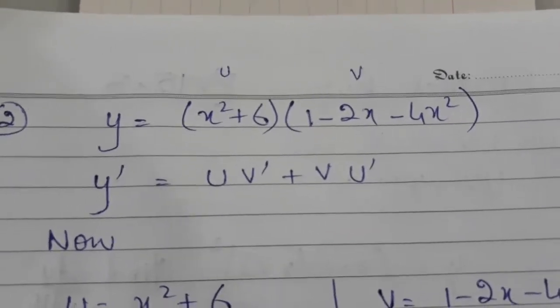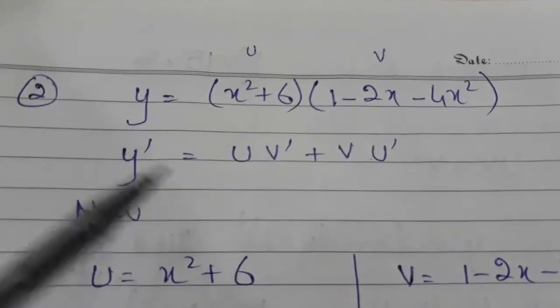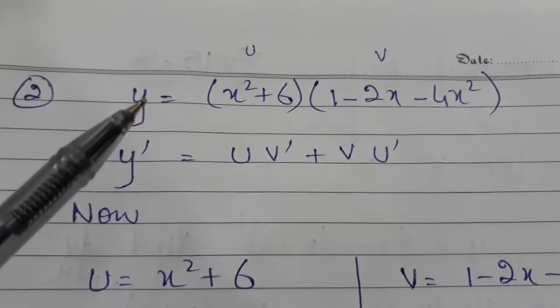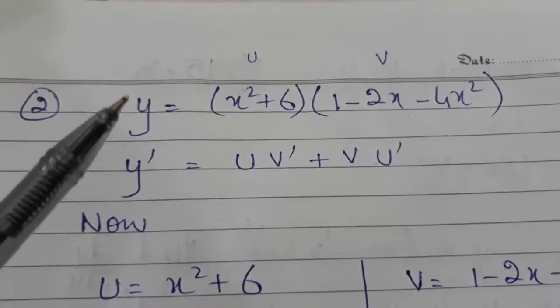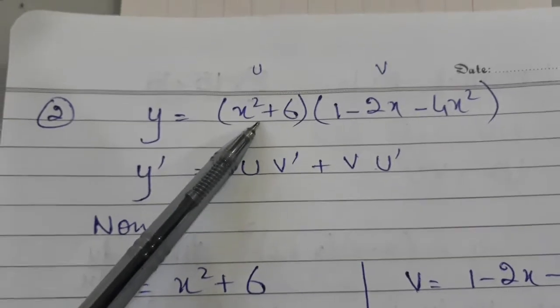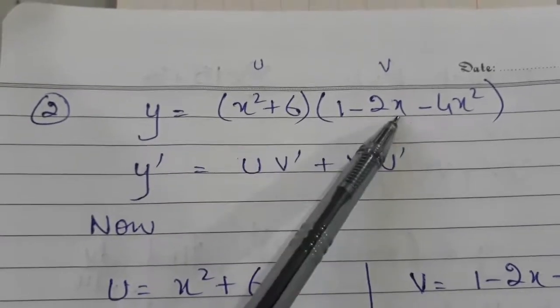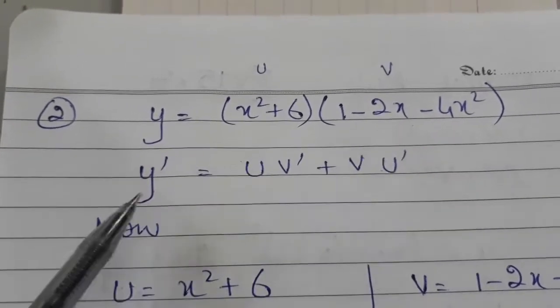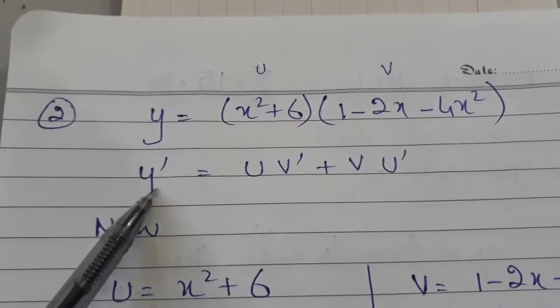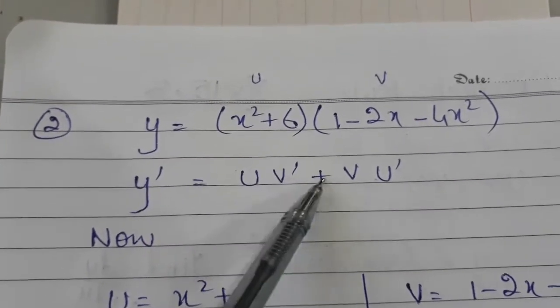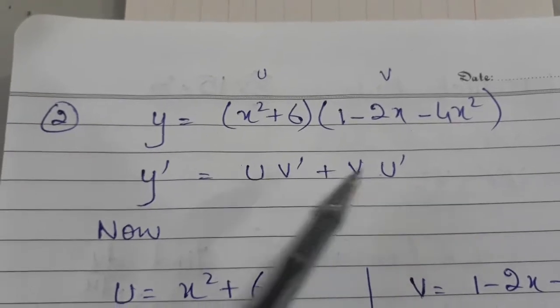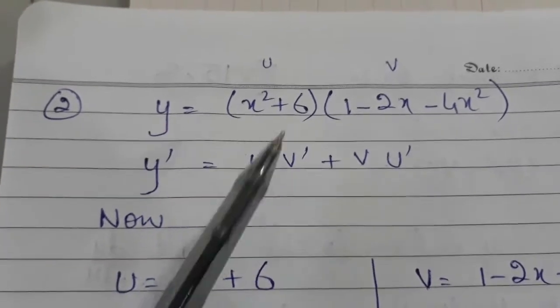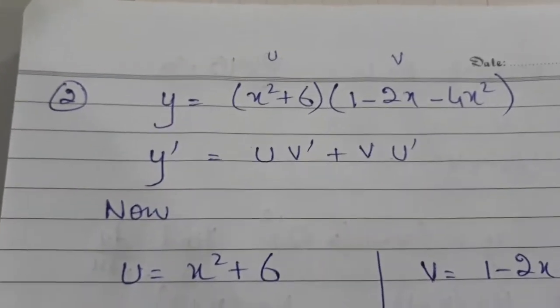Okay, this is example number 2. As I said, I have picked up all the examples from exercise 15.3. So now I'm saying this is my u and this is my v. According to the product rule, the derivative of u into v is u v prime plus v u prime. So I will now differentiate these two functions separately here.